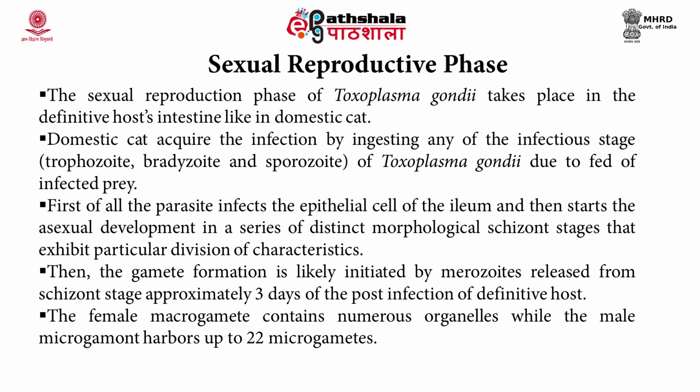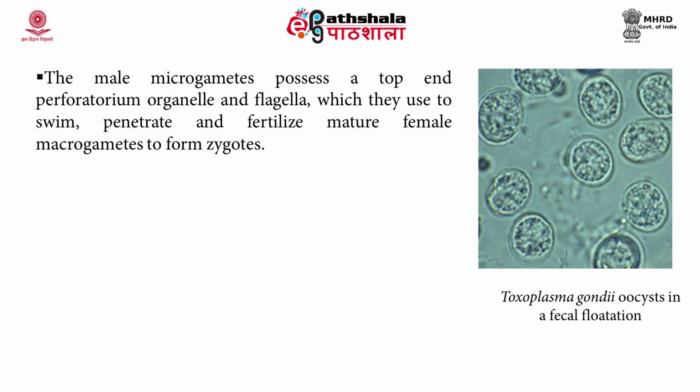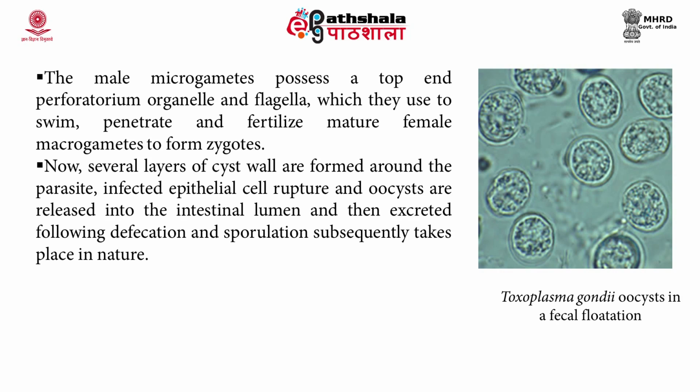The female macrogamete contains numerous organelles, while the male microgamont harbors up to 22 microgametes. The male microgametes possess a perforatorium organelle and flagella which they use to swim, penetrate and fertilize mature female macrogametes to form zygotes. Now several layers of cyst wall are formed around the parasite.